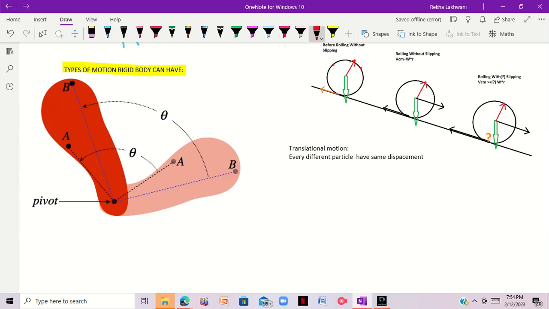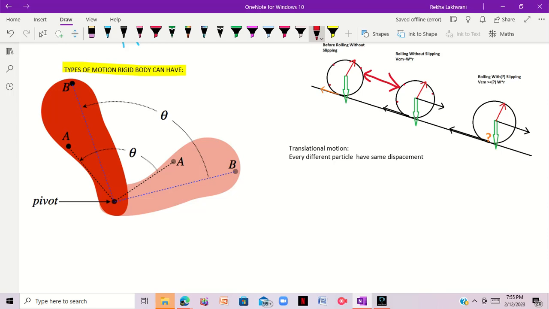right? Now there's another 1, 2, 3. So they have all covered the same distance, from here to here, right? They have covered the same displacement. So that is known as translational motion, in which when different particles of a body undergo the same displacement, the motion of the body is known as translational motion.